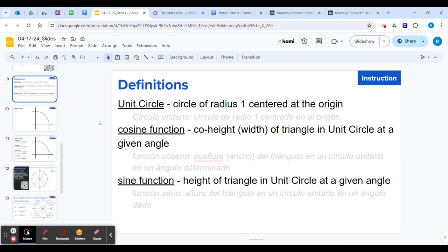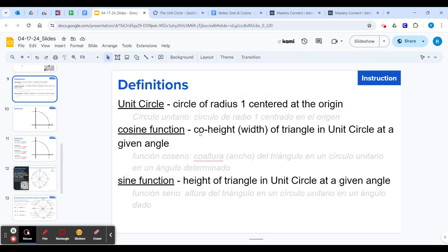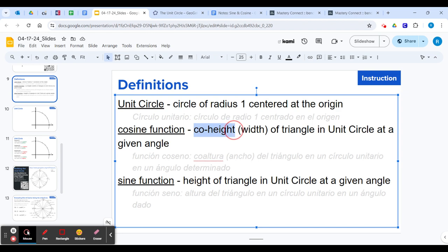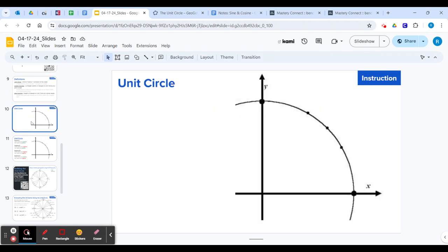Then along this unit circle, the cosine function is going to describe the width of a triangle. And I'll show you how we build that triangle in a little bit here. And the sine function is going to be the height of that triangle. The way to remember this is the words co-height and height. Co-height is cosine, sine is height. So that co and co go together. So let's build this out to see what we're talking about here.